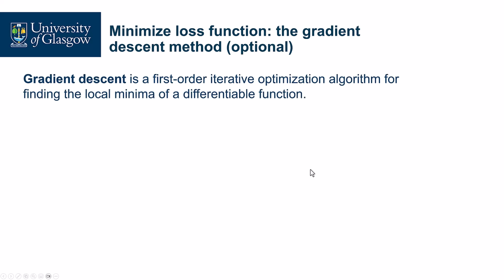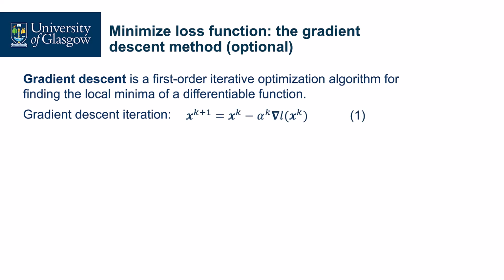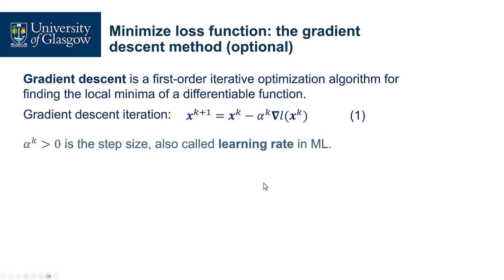In the last session, we talked about gradient descent being an iterative optimization method, and the aim is to find the local optimum of a differentiable function. So for y equals f(x), the x in the (k+1)th iteration equals the x in the kth iteration minus alpha_k, which is a step size, or we call it a learning rate, multiplied by the gradient of L, the loss function, at x_k.